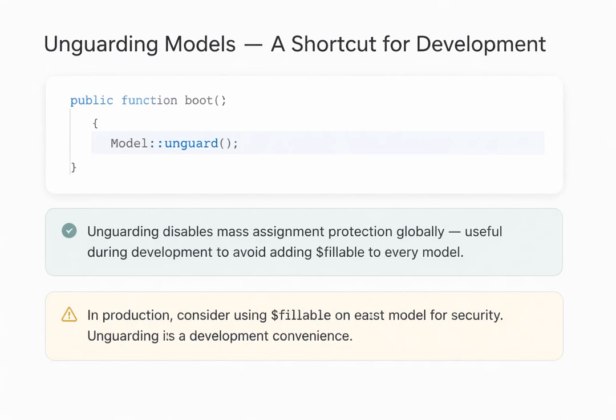By default, Laravel protects your models from mass assignment, meaning you can't just pass an array of data directly into a model without specifying which fields are allowed. This is controlled by the fillable property on each model. But during development, adding fillable to every single model is tedious. A shortcut is to call Model::unguard in the app service provider's boot method. This disables mass assignment protection globally. It's a convenient approach while building, but in a production application, you'd want to go back and add proper fillable arrays to each model for security.